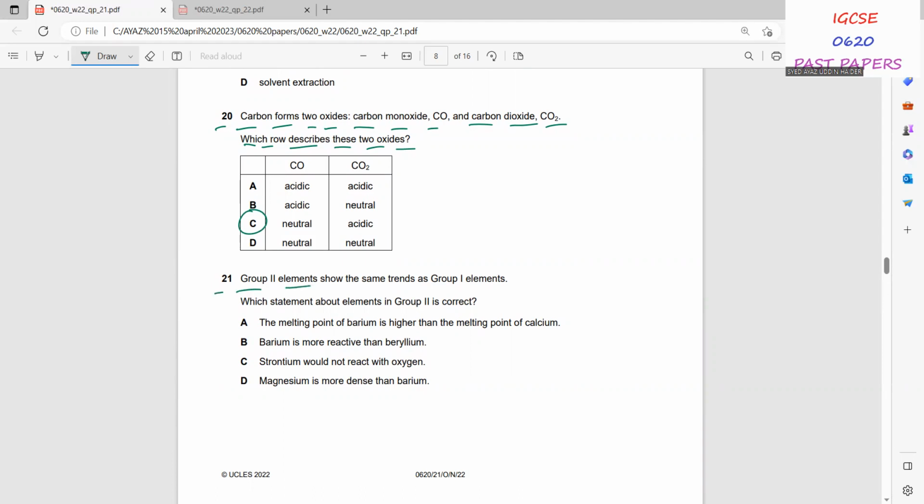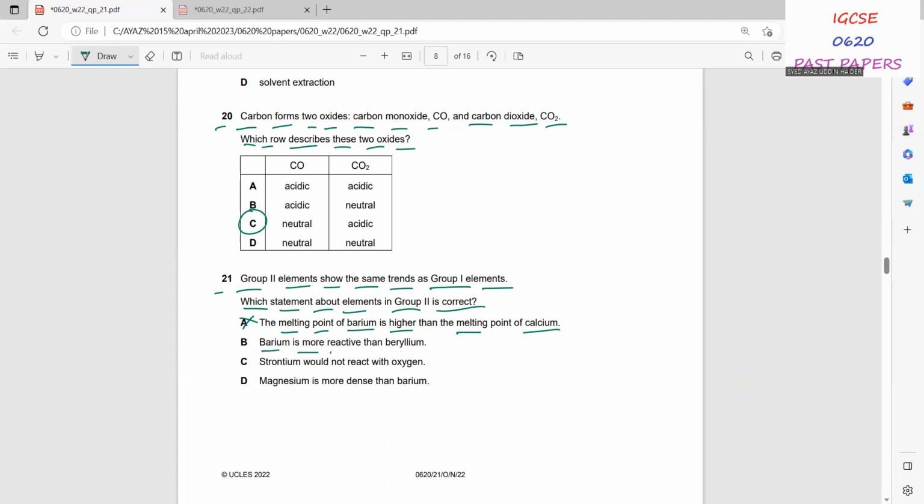21. Group 2 elements show the same trends as group 1 elements. Which statement about elements in group 2 is correct? I am reading the statements. A, the melting point of barium is higher than the melting point of calcium. So according to this information, this should be the wrong statement. The melting point of calcium will be higher than barium.